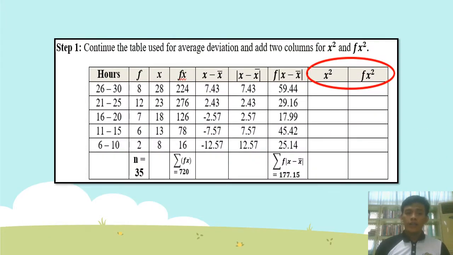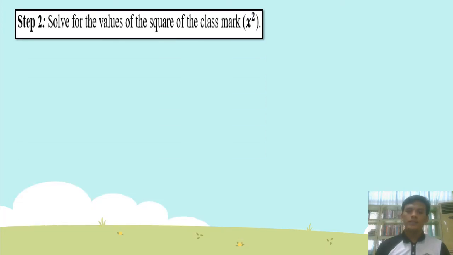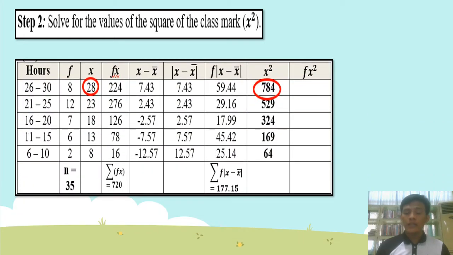Okay, step 1. Continue the table used for the average deviation and add two columns for x squared and fx squared. So this will be the column, x squared, fx squared. Step 2. Solve for the values of the square of the class mark, x squared. When you say class mark x squared, just simply square the values of our class mark, which is x.